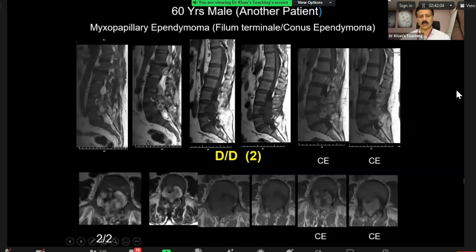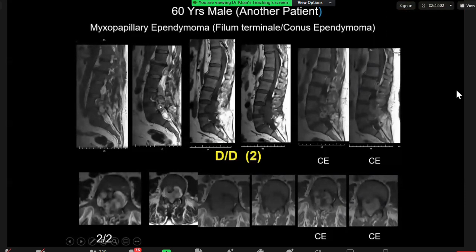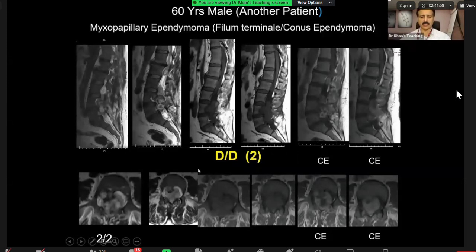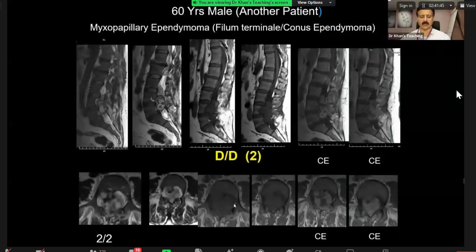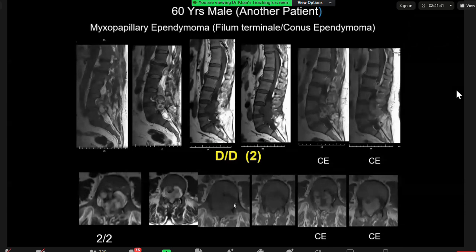And one of the key findings is that you can see this hemosiderin, which is low in signal intensity on T2 weighted sequence. So that's the point to remember, that ependymomas quite often have hemorrhage, and this hemorrhage is what we call chronic hemorrhage, which is low in signal intensity on T2 weighted sequence.